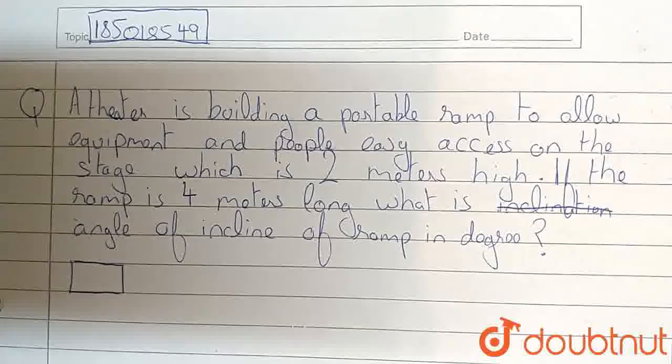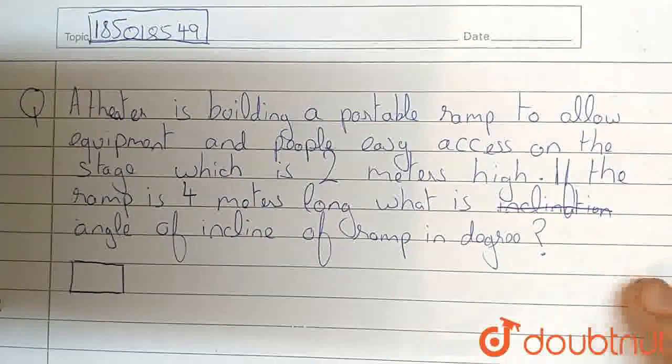Alright, this is our question. Here we are told that a theatre is building a portable ramp to allow equipment and people easy access on the stage, which is 2 meters high. If the ramp is 4 meters long, what is the angle of incline of the ramp in degrees?